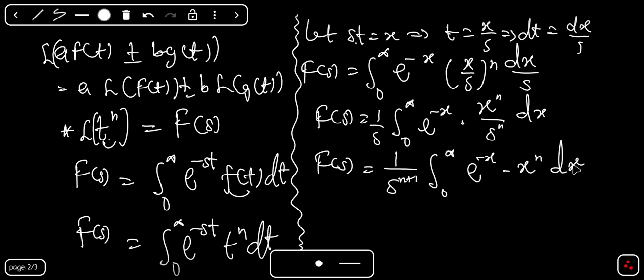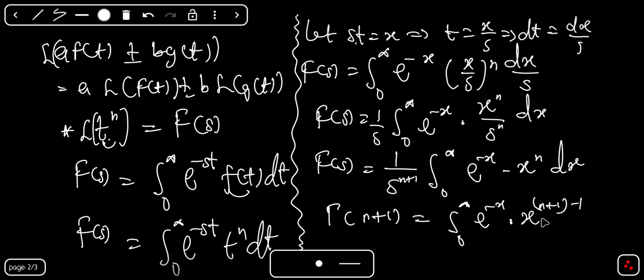Now we know that the gamma function of n plus 1 is equal to the integral from 0 to infinity of e raised to the power of minus x multiplied by x raised to the power of n plus 1 minus 1.